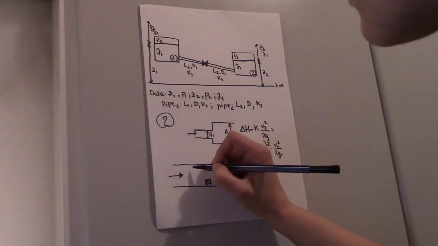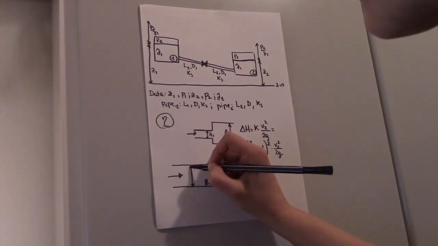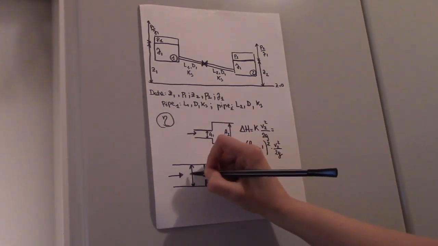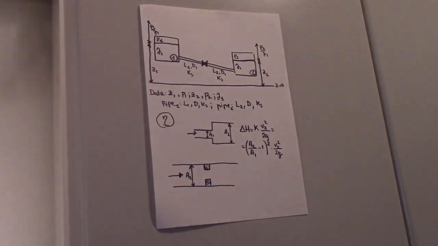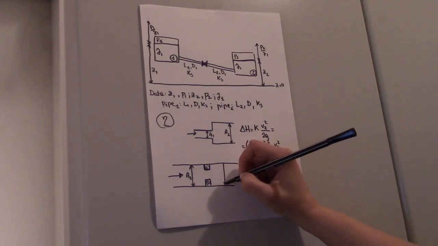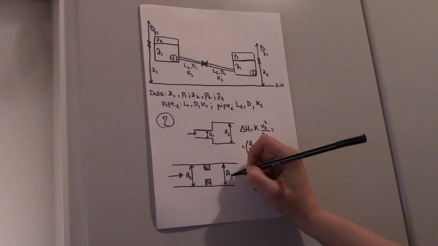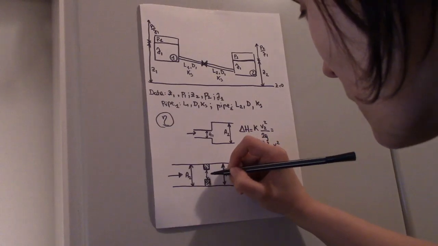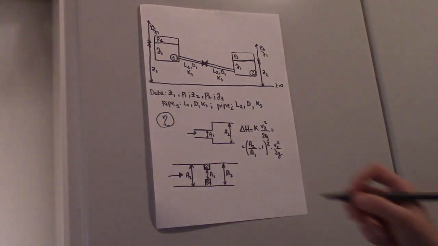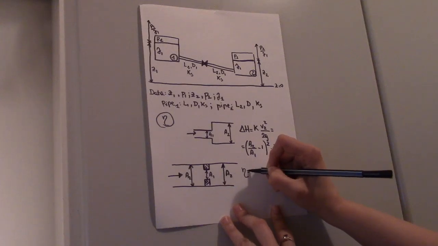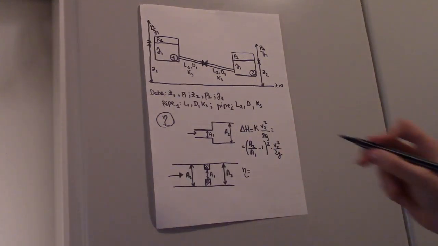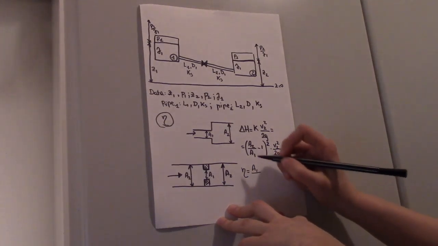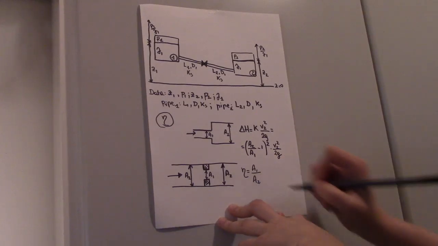So basically, if I recall this scheme, this would be the largest section, and it's A2. Then we have A2 also right here. And there we have the smaller section, which was A1. So, the degree of opening, eta, is given by definition, it's the smaller section, A1, over the greater one, A2.